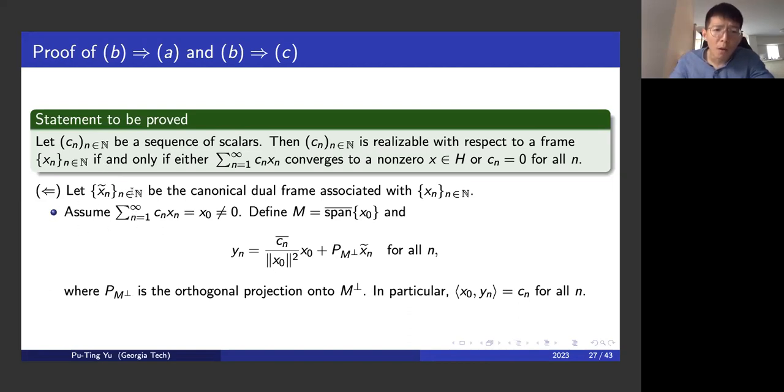Now assume the sum of Cn times Xn converges to some non-zero element, let's say x0. Then we can define N to be the span of x0, and we define the sequence Yn to be Cn bar over the norm squared of x0 times x0, plus the orthogonal projection of Xn tilde onto N perp, for all n. Then under this construction, we can see that the inner product of x0 and Yn equals Cn for all n. So it remains to show that this sequence Yn is not only an alternative dual, but also a synthesis pseudo-dual. Then this will complete the proof.